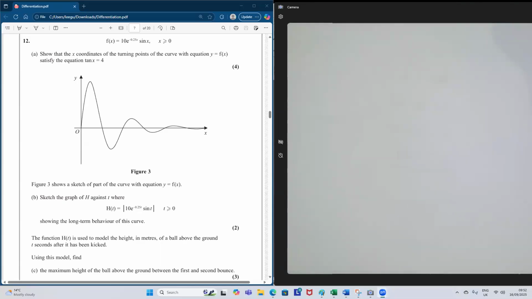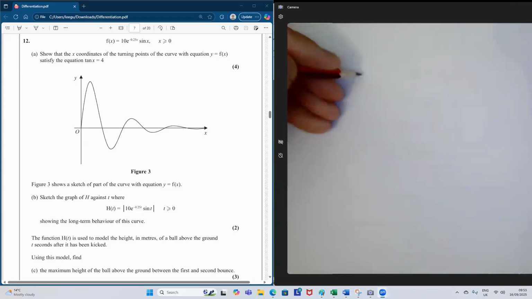Hello everyone, in this video we're going to be looking at an A-level differentiation question. So let's have a look at this one. It's a nice exam question we've got here. It says, show that the x-coordinate of the turning points of the curve with the equation y equals f of x satisfy the equation tan x is equal to 4.